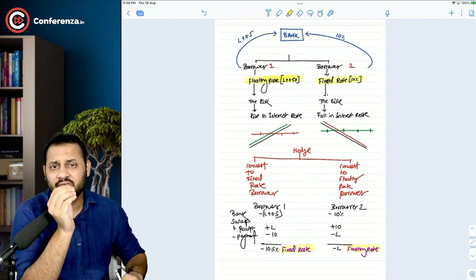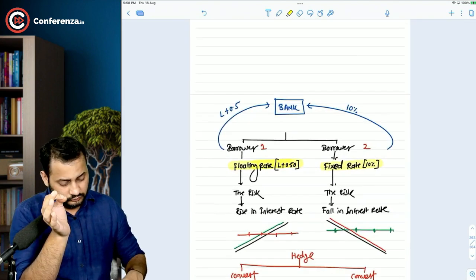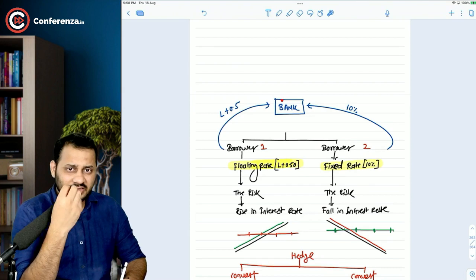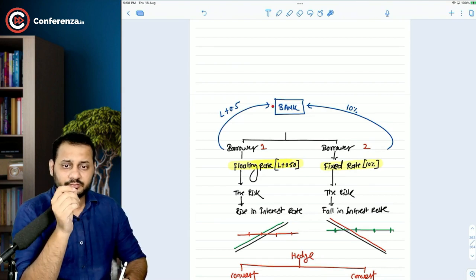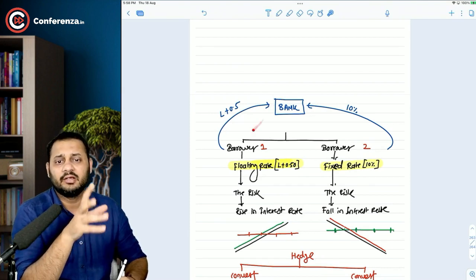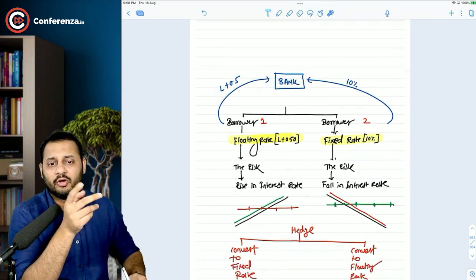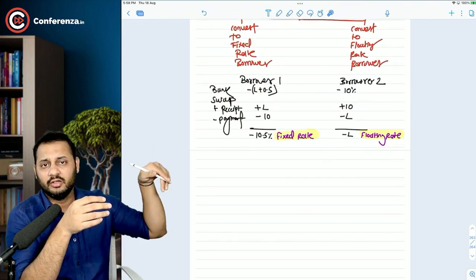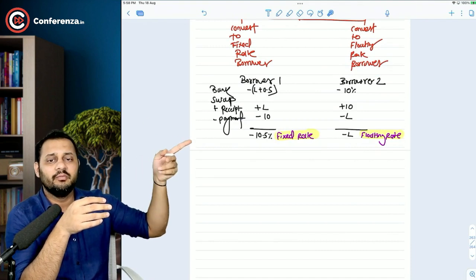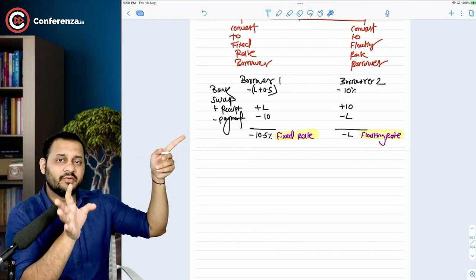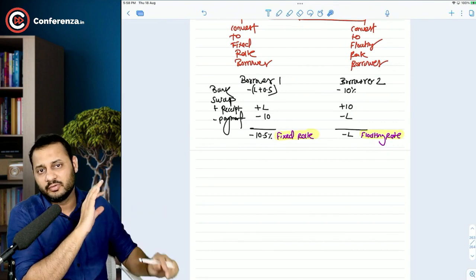And the transaction is very simple, sir. Whatever you have to pay to the bank, just make the payment first of all, and whatever you paid to the bank, you receive it from the other party. Automatically, when you do the total, when you do the net, you will see that we have converted ourselves into some other type of rate.